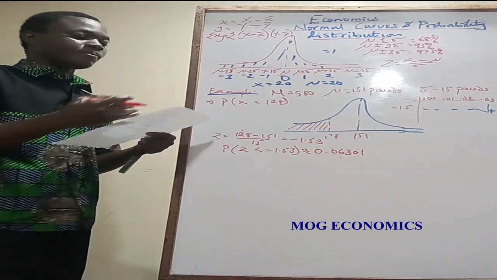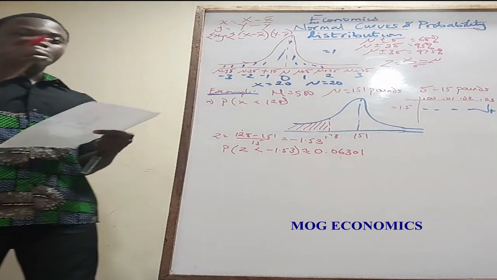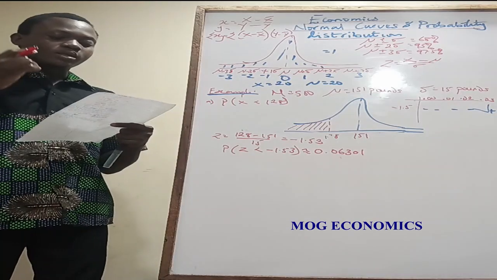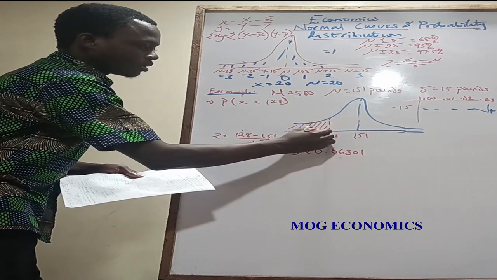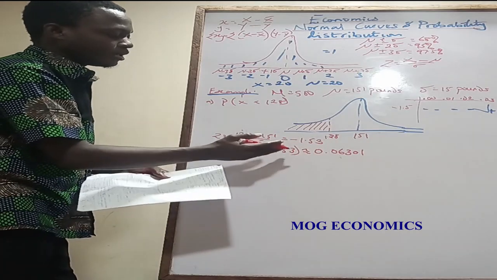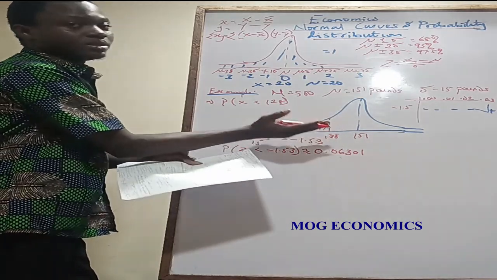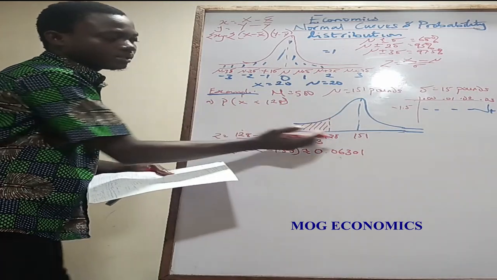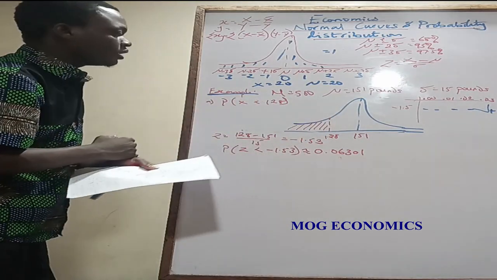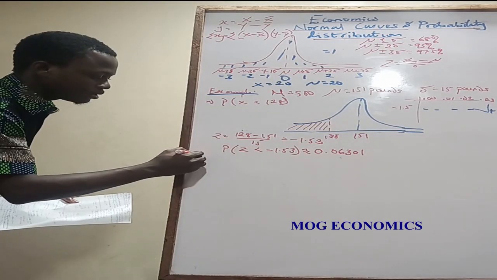This was the probability that somebody chosen at random is going to weigh less than 128 pounds. So this is 128 pounds, we got this z-score, so the value of this whole thing to the left. Do you understand? Because all of this shows that it is less than 128, to the left. All right, so let's look at a different question.